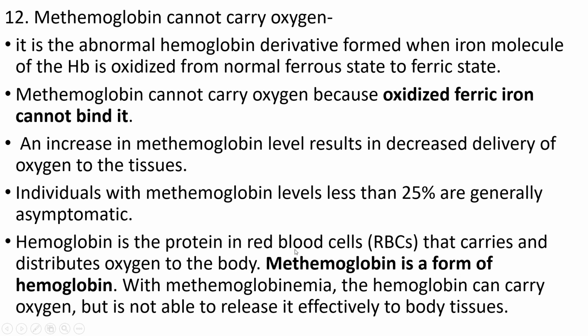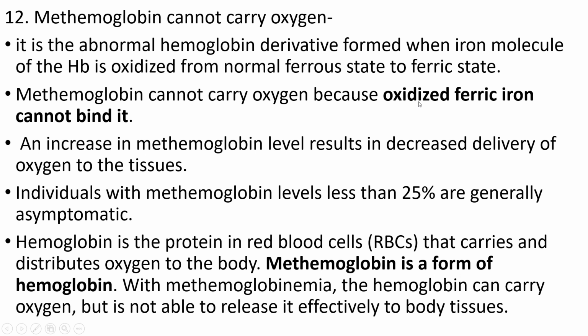Hemoglobin is the protein in the red blood cells that distributes oxygen. Methemoglobin is the form of hemoglobin when it is oxidized, so it cannot carry oxygen. That is why methemoglobin cannot carry oxygen: the iron in methemoglobin is already in the oxidized form. The oxidized ferric iron cannot carry one more oxygen. So that is why methemoglobin cannot carry oxygen, or release oxygen to the tissues.